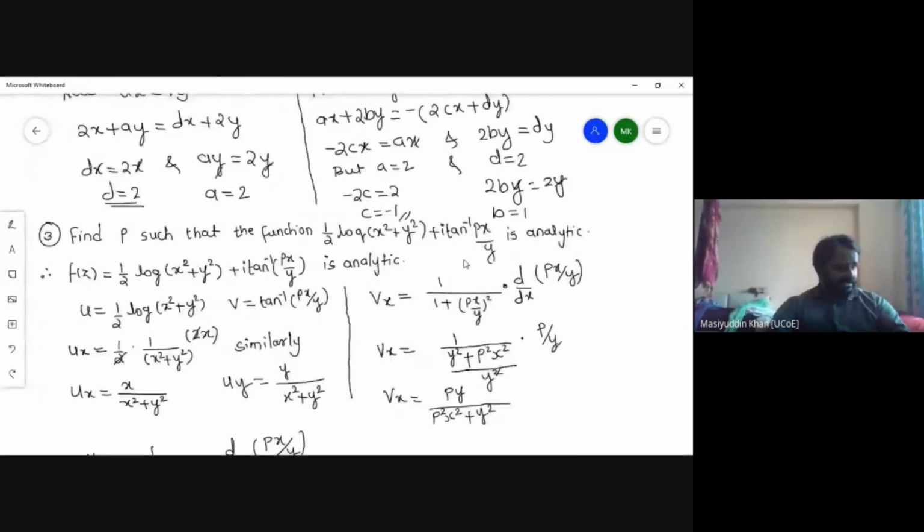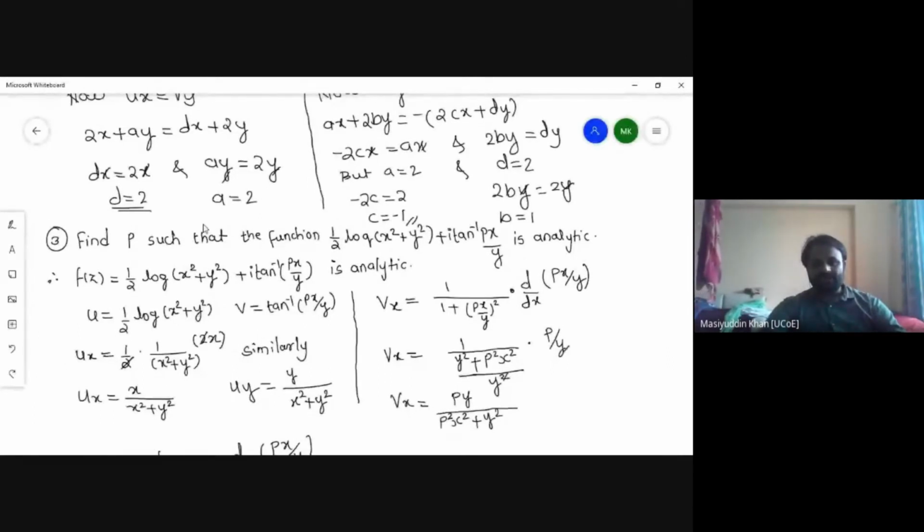Now again one more similar kind of question, where we have to calculate p. Only a single unknown we have to calculate here, and the function is again given as analytic. Analytic means ux is equal to y, and uy is equal to minus vx is given.